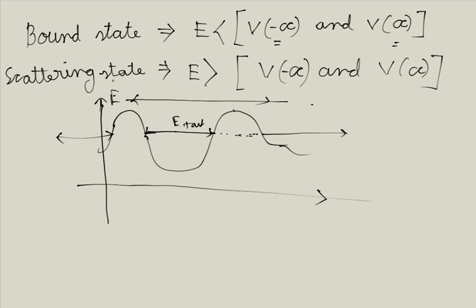Generally, in the very general case, the potential goes to 0 at positive infinity and at negative infinity. So the condition reduces to energy less than 0 for a bound state, and energy greater than or equal to 0 for a scattering state.